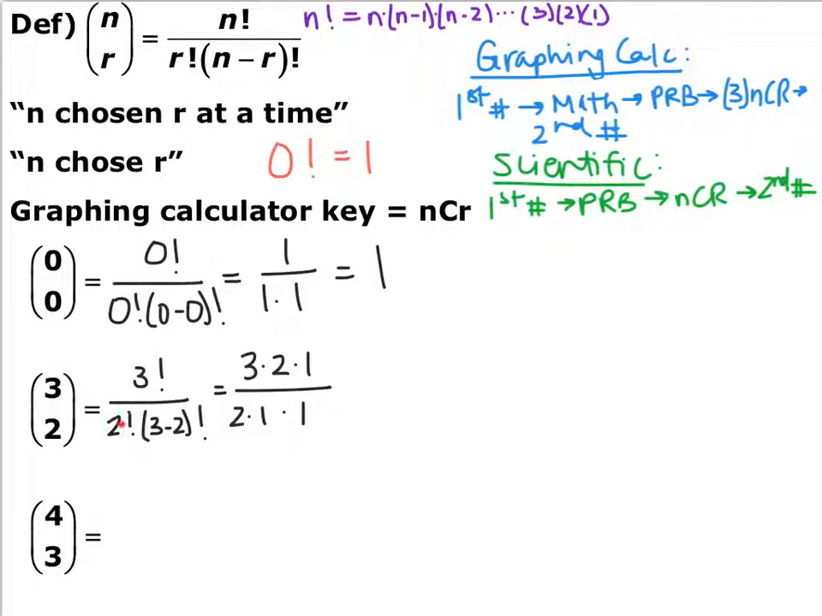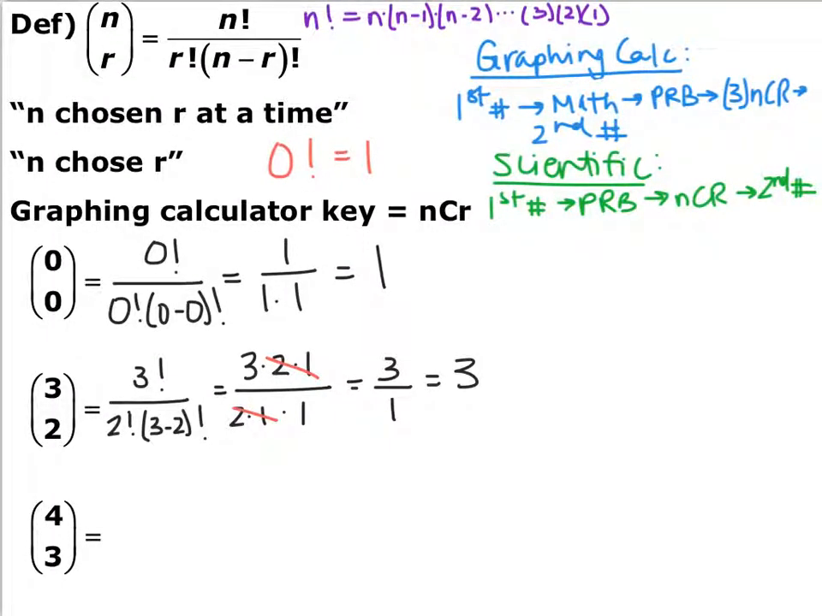For the next one, if we want 3 choose 2, we're going to have 3 factorial divided by 2 factorial times 3 minus 2 factorial. So 3 factorial is 3 times 2 times 1, 2 factorial is 2 times 1, 1 factorial is just 1. So on these, a lot of things are going to cancel. So the 2 times 1 is both in the numerator and the denominator, so those both cancel, and we're just left with 3 divided by 1. So 3 choose 2 is just 3.